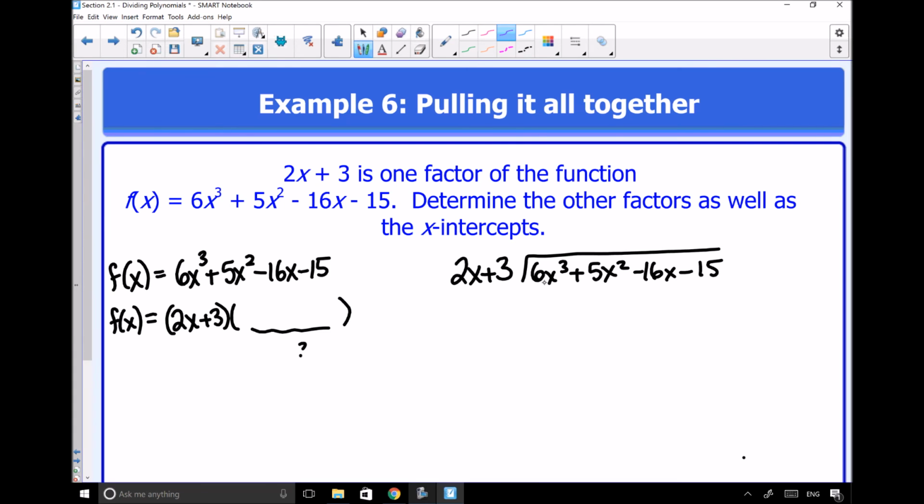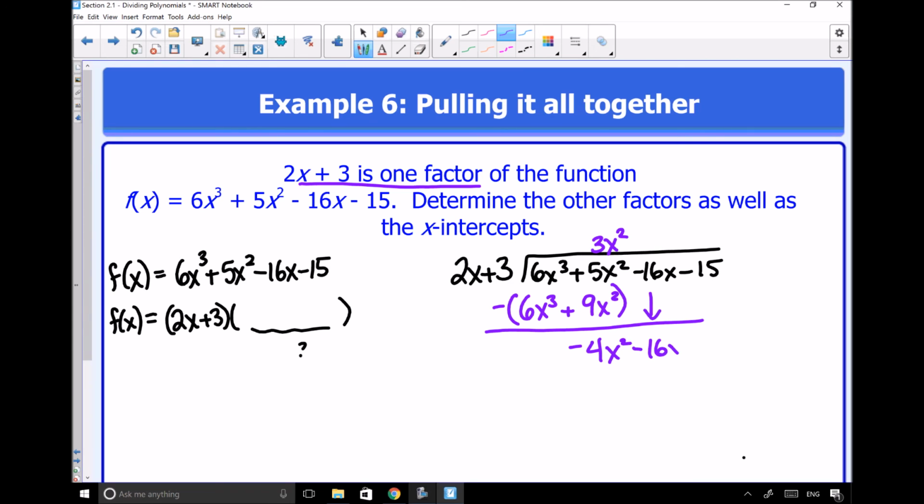Well, 2x will go into 6x cubed. I know it'll go in 3x squared times, right? So I know right here that this should end up being 3x squared. By the way, when I'm done, I should know that I get a remainder of 0 because it tells me that it is already a factor, so there should be no remainders. So let's go ahead and multiply it. 3x squared times 2x is 6x cubed, and then 3x squared times 3 is 9x squared. Subtract these values, you end up getting negative 4x squared, okay, because the 6x cubes cancel.